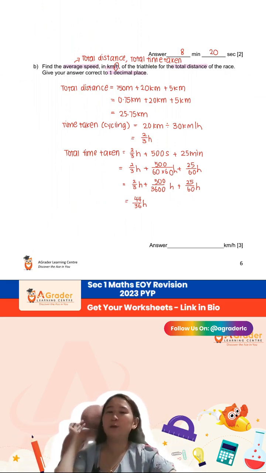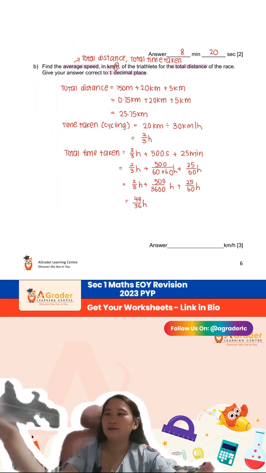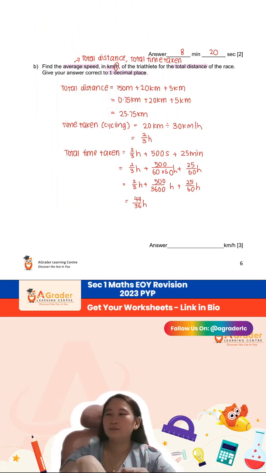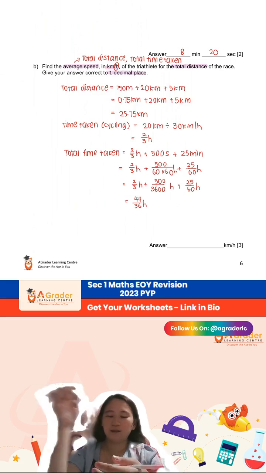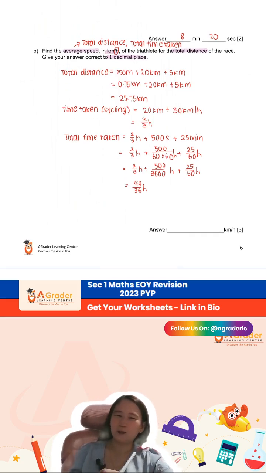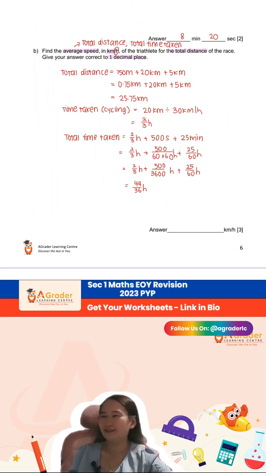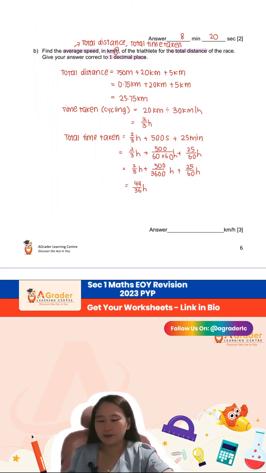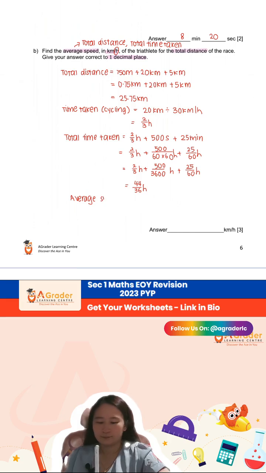It's quite similar to what you have learned in P6, just that you are adding three different types of units in the total time taken here. As long as you do step by step, you should be able to get the answer as well. It seems a bit complicated, but it's not. So you can find average speed now, with total distance divided by total time taken.